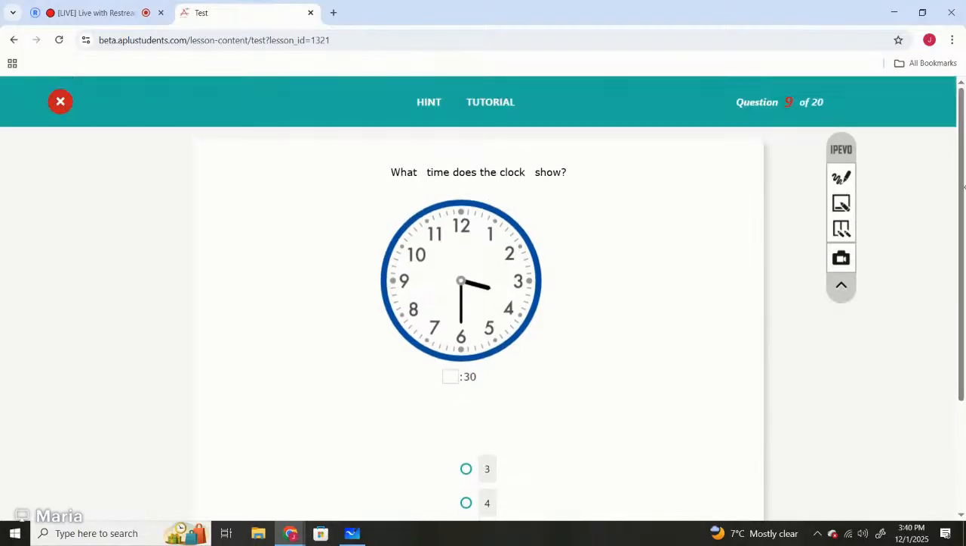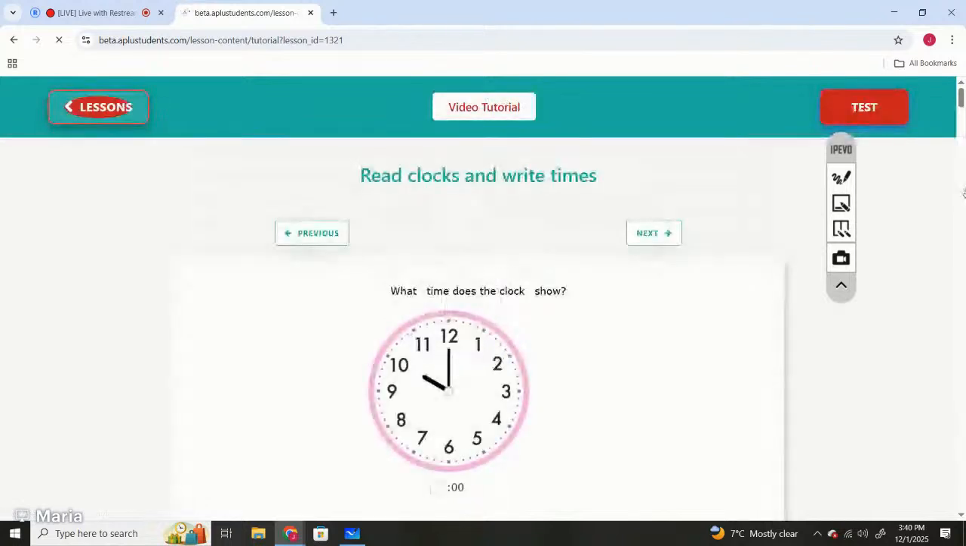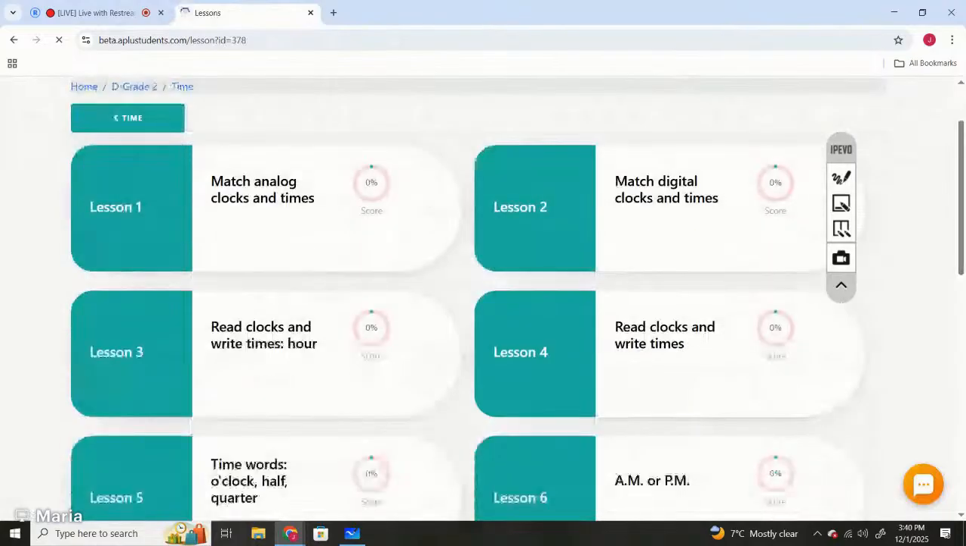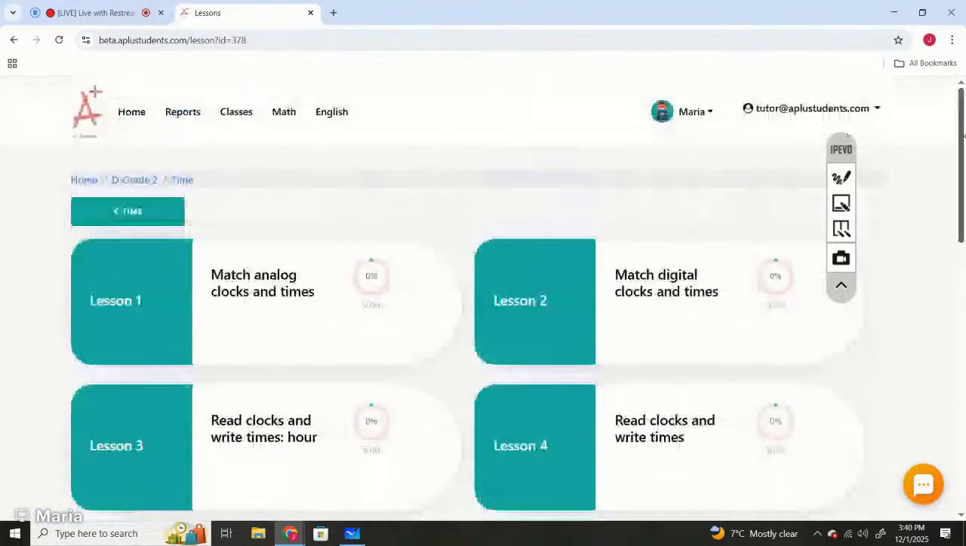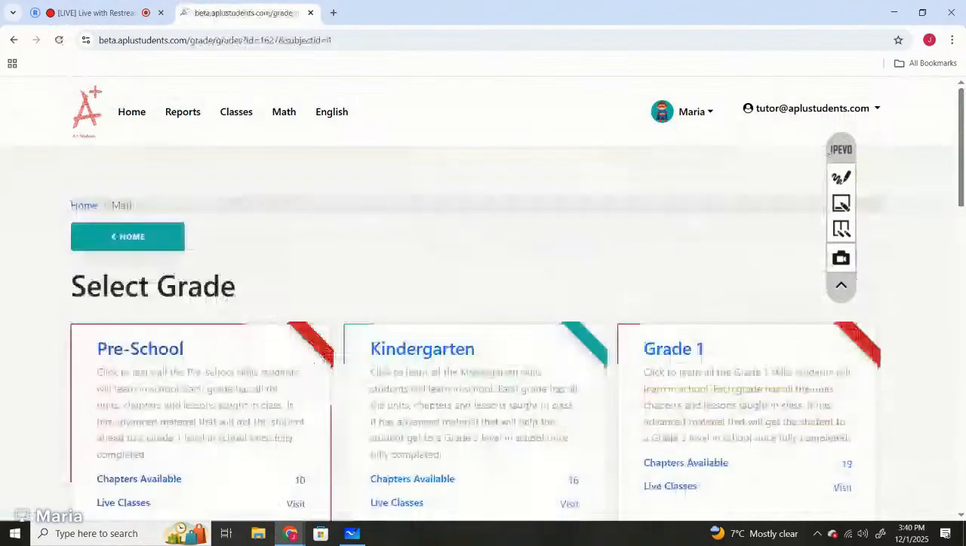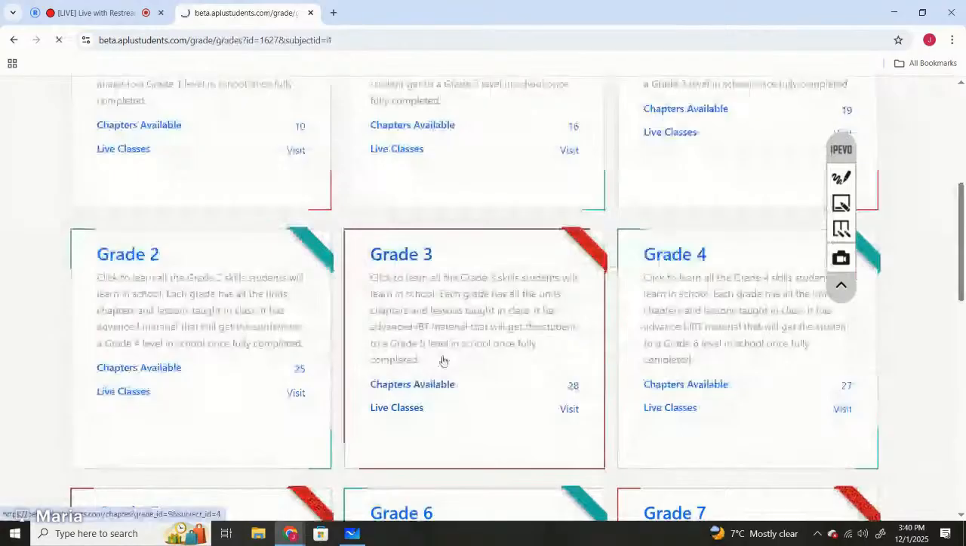Okay, you can complete the lesson by yourself later today. So we were working on grade 2 math. The chapter we were working on is time. The lessons we have covered today: match analog clocks and times, digital clocks and times, read clocks and write times, hours, read clocks and write times. So please make sure before the next session you complete all the practice questions for the lessons we just did. That is your homework for the next session.